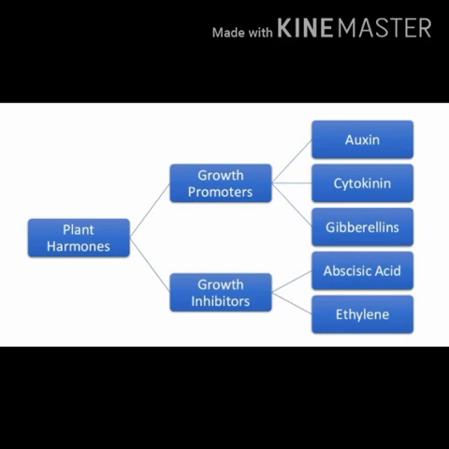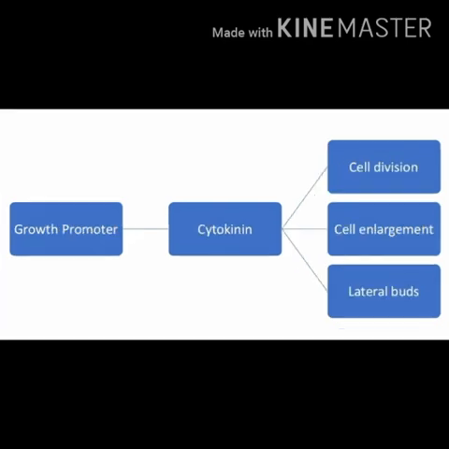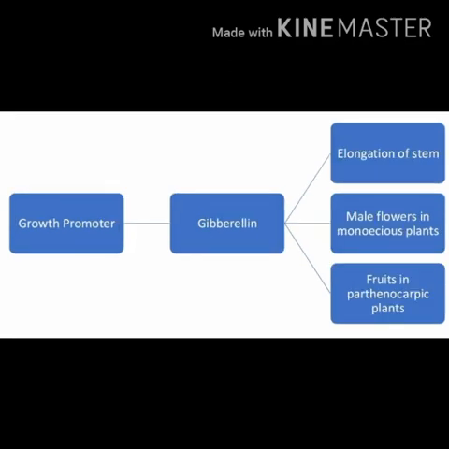First, we can see about auxin. It is a growth promoter. It helps in elongation of stem, root formation, apical dominance, and fertilization in parthenocarpic plants. The next growth promoter is cytokinin. It helps in cell division, cell enlargement, and in formation of lateral buds. And the next growth promoter is gibberellin. Gibberellin helps in elongation of stem, formation of male flowers in monoecious plants, and fruits in parthenocarpic plants.